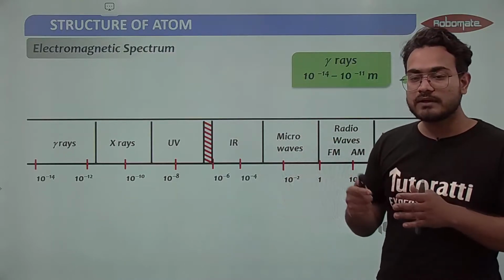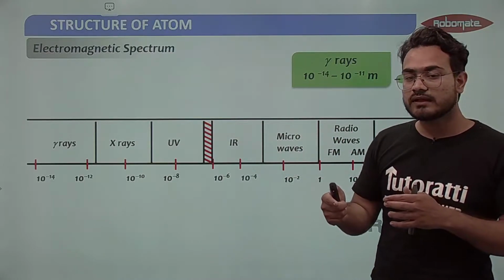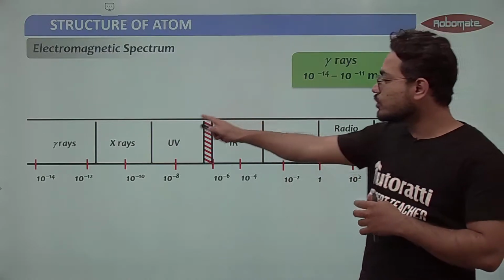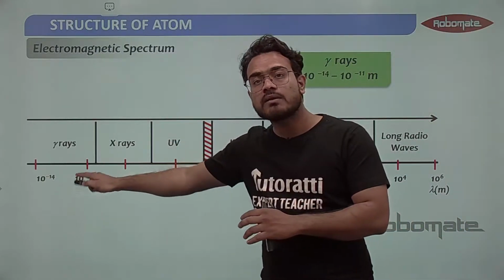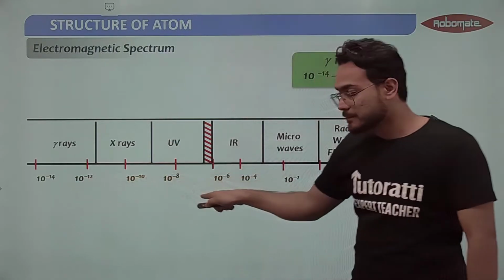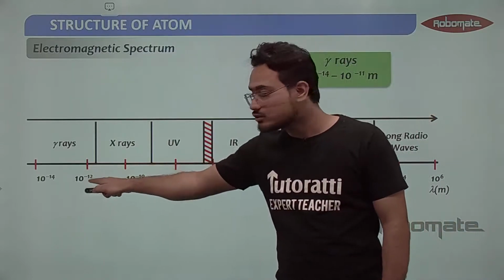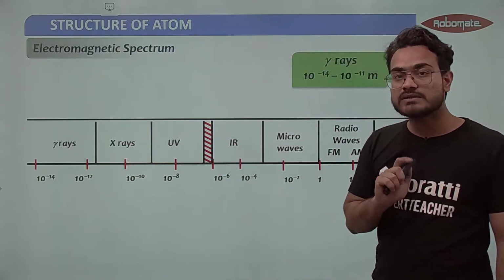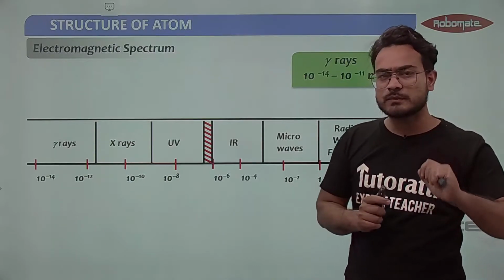What is the wavelength of gamma rays? It is around 10 to the power minus 14 meter. This is in meters: 10 to the power minus 14 meters to 10 to the power minus 12 meters. Very small wavelength, very small.